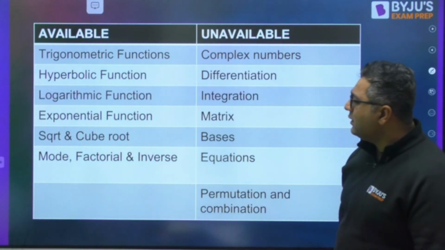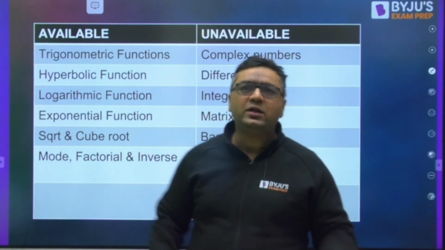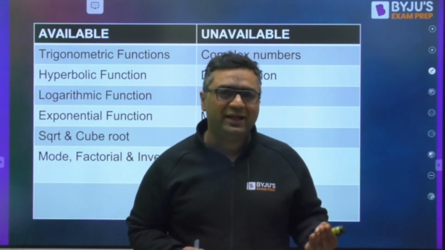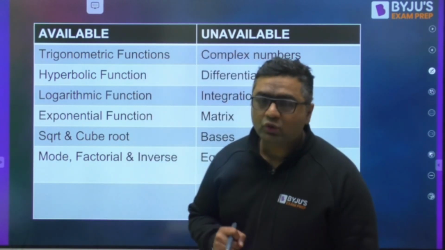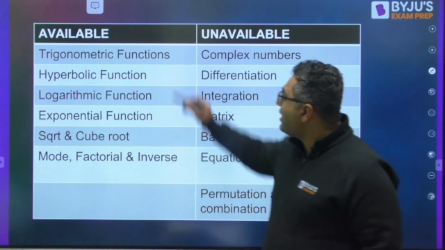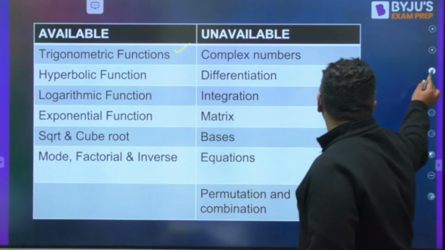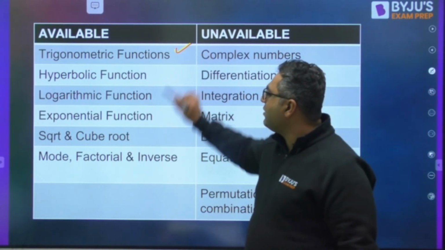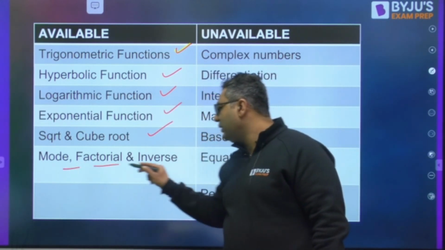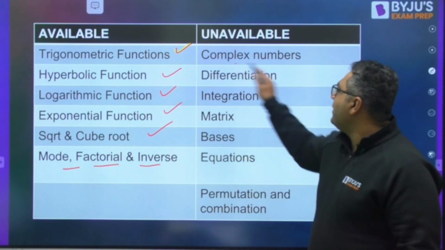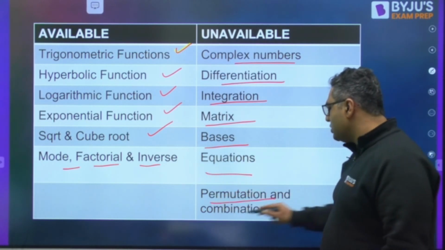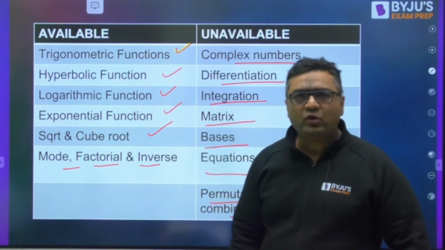Okay. Then my dear, I am having this table to tell you what are the various functions which we are having in our calc, which we are going to use in GATE, and what are the functions we don't have, so that you get to know what are the powers you are getting and what powers are restricted. So you are having trigonometry functions. Okay, I am writing with other color. You are having trigonometry function, you are having hyperbolic, logarithmic, exponential, square root, cube root, mode, factorial, inverse, all these functions are available. Complex numbers we don't have, differentiation, integration, matrices, bases, equations, permutation, combination, these functions we don't have. But factorial function we have.